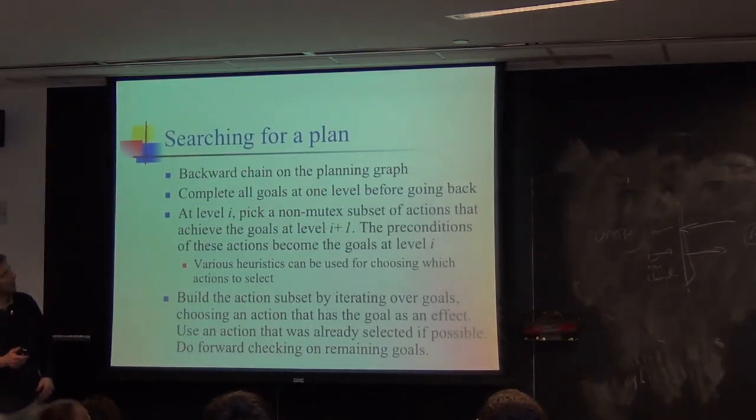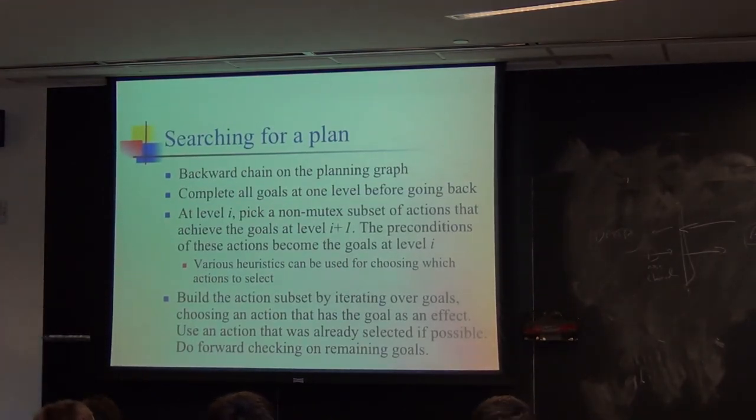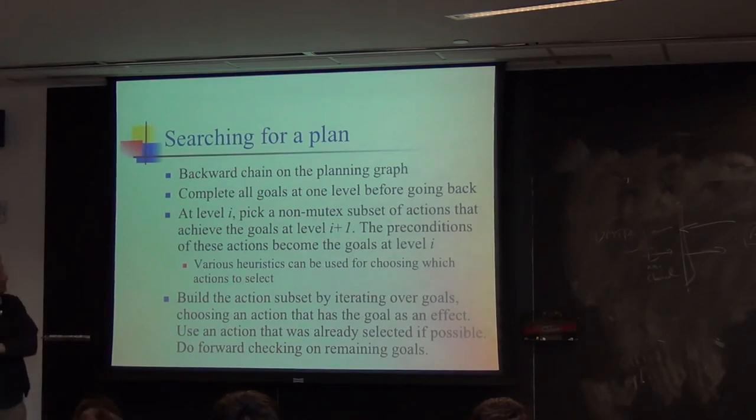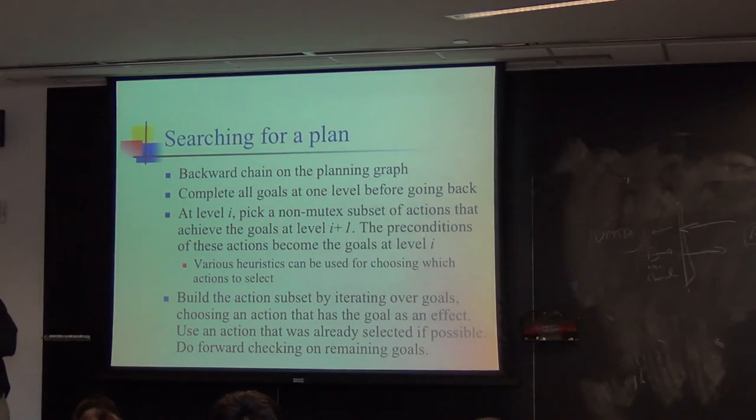Okay. So when we search for a plan, we backward chain on the planning graph. There's other ways to do this, but the most popular one is doing backward chaining. And we complete all the goals at one level before going back. At level i, pick a non-mutex subset of actions that achieve the goals at level i plus 1.